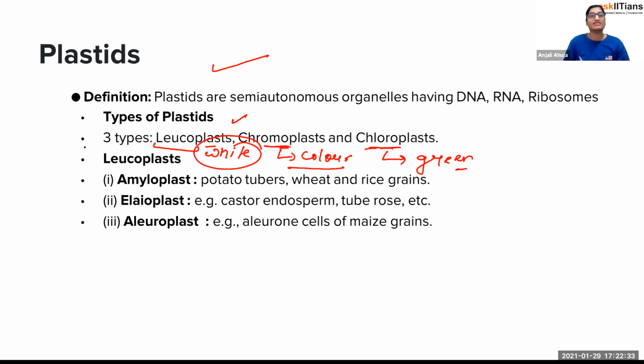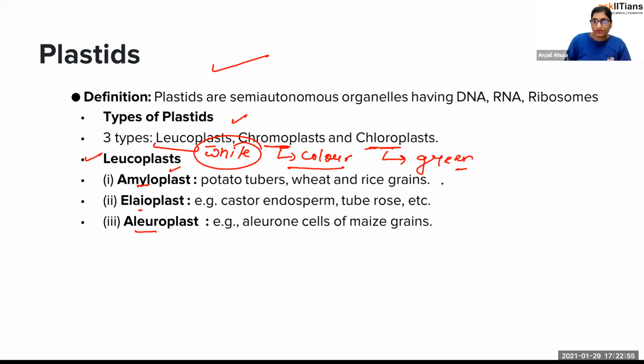Now talking about the first, leucoplast. Leucoplast is a storage body, a membrane which has stored material in it. This is further of three types: amyloplast, elaioplast, and aleuroplast. Guys, one thing that you have to remember is what things are present in it. Leucoplasts are the colorless plastids, and inside amyloplast, starch is stored.